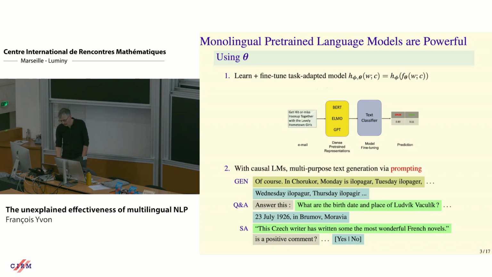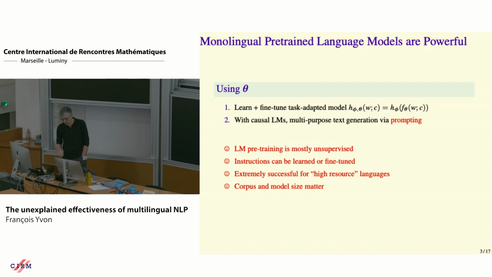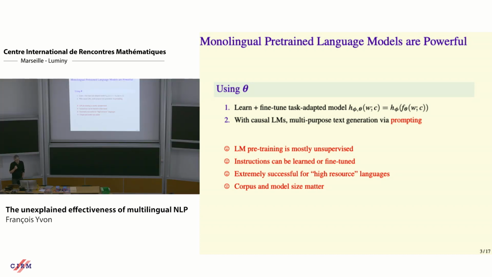So these models have been extremely successful. And they have been successful because we are able to train these models at scale without any annotation. So this is good. We have very large corpora for doing this, with billions of words or tokens. We can fine-tune these models, or we can even fine-tune the prompt, or we can even learn the prompt. So there are a lot of things we can do with these prompts.